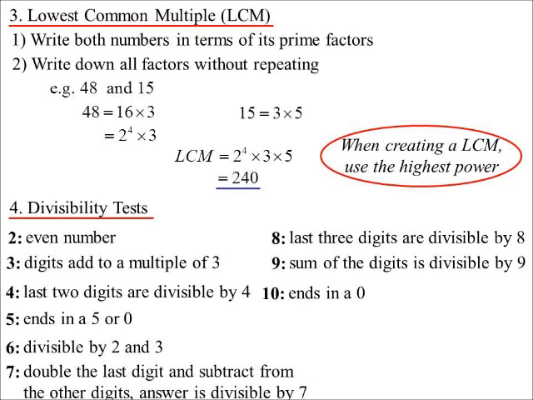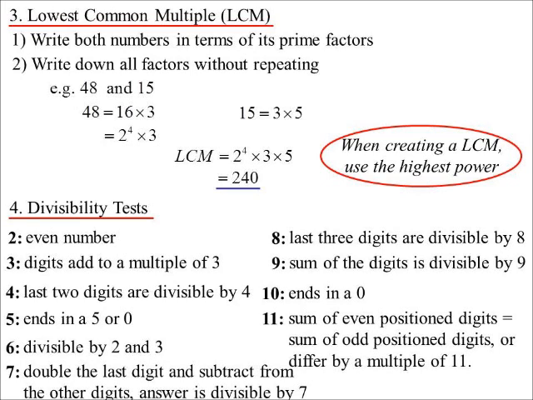Okay, 10. Ends in a 0. 11's another interesting one. A bit more commonly known than the 7 one, but anyone? Yeah, even digits, what about them? Right, so you're looking at the sum of the even digits and the sum of the odd digits.